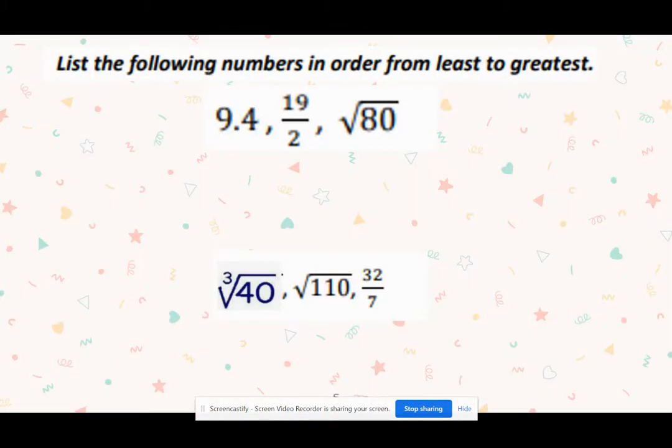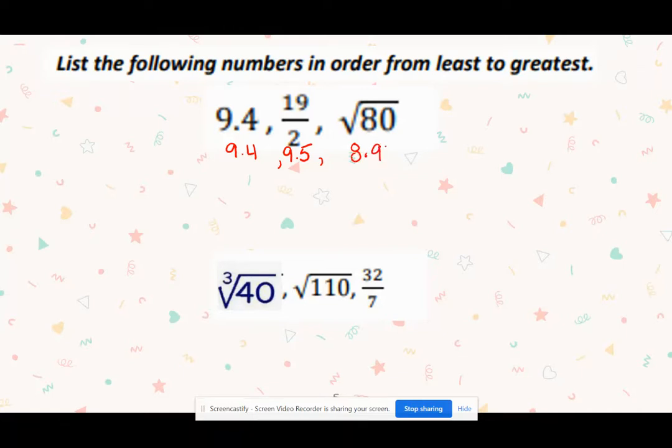We also can have them ordering from least to greatest or greatest to least, so smallest to biggest in this case. We will look at this first one. 9.4 is already in decimal form, so we don't have to do anything with that. 19 divided by 2, or 19 halves, I just do 19 divided by 2, and I get 9.5. So this is really 9.5, and then 9.4 gets to stay the same. And then the square root of 80. So second x squared 80, I get 8.94.